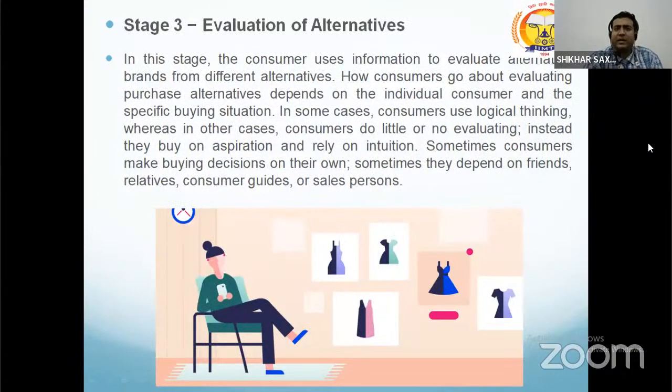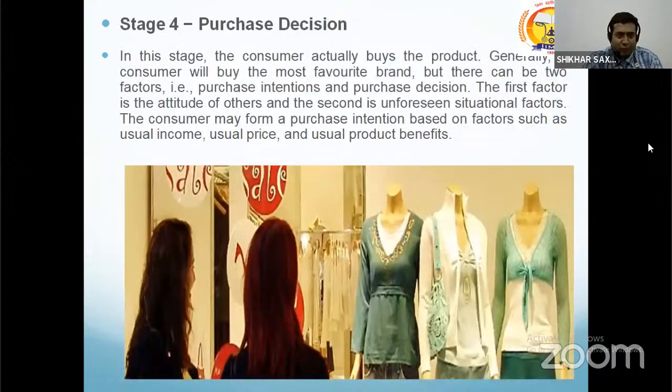In stage 3, a consumer uses the information to evaluate alternative brands. How consumers go about evaluating purchase alternatives depends on the individual customer and the specific buying situation. In some cases, consumers use logical thinking, whereas in other cases, consumers do little or no evaluation. Instead, they buy on impulse and rely on intuition. Sometimes consumers make buying decisions on their own. Sometimes they depend on friends or relatives to guide them in an effective and appropriate manner.